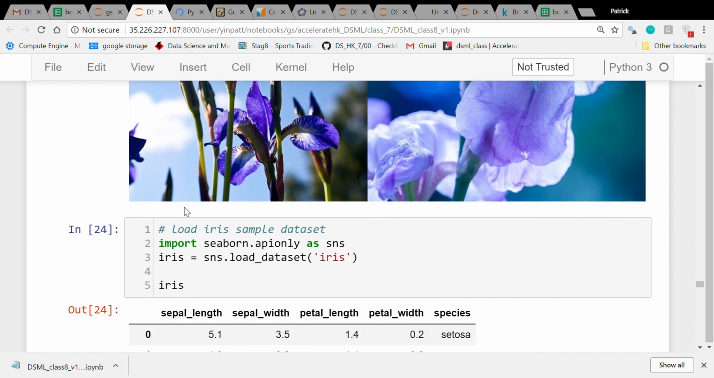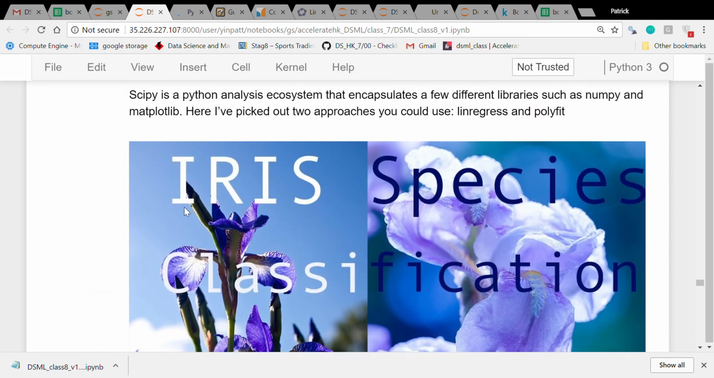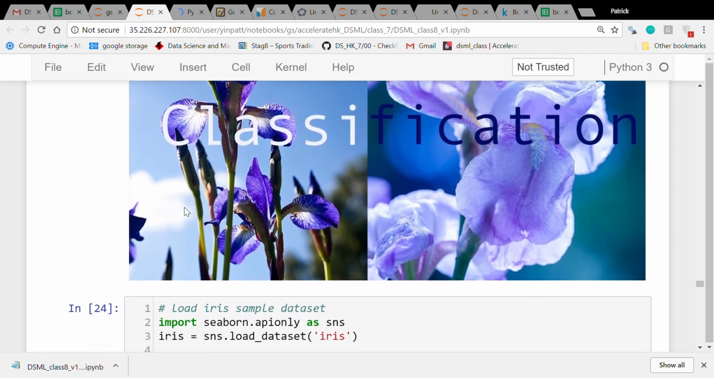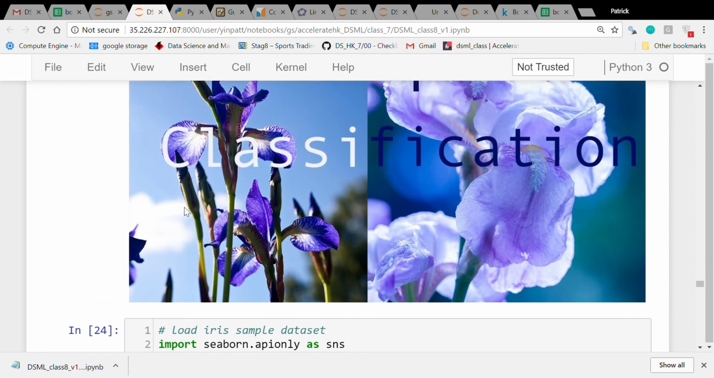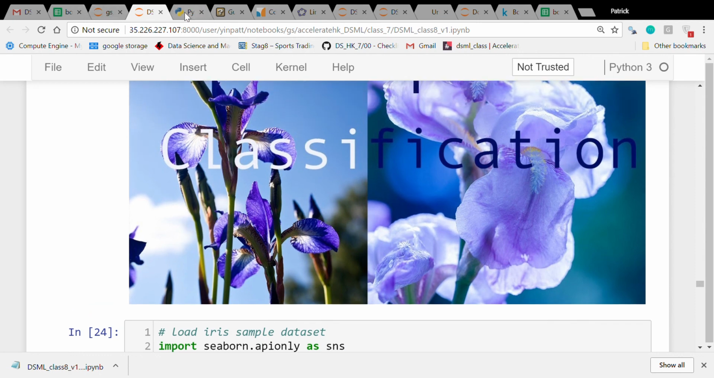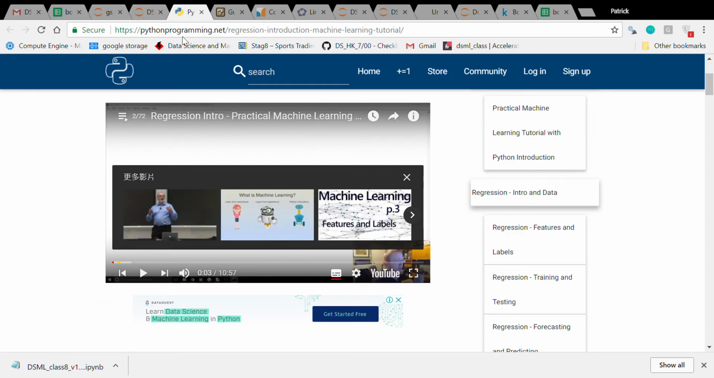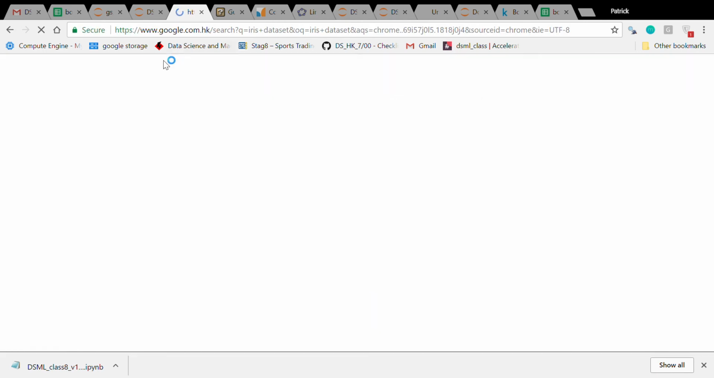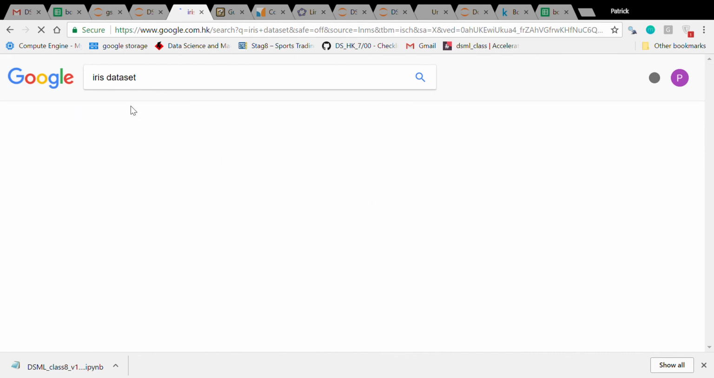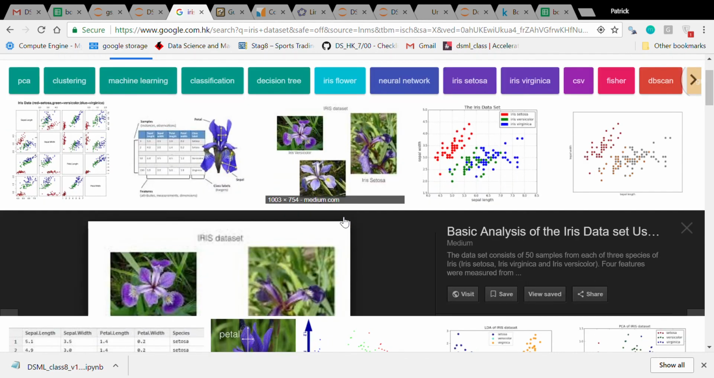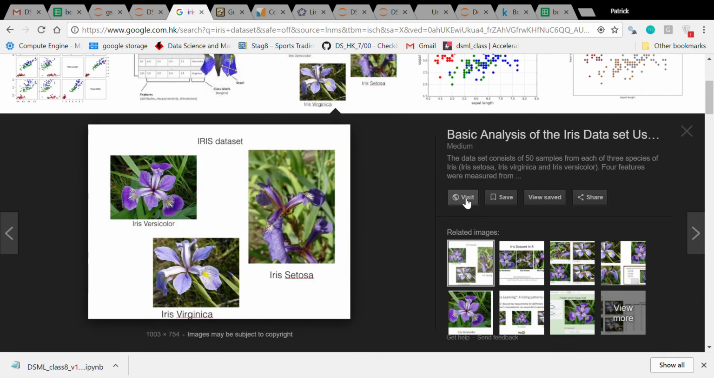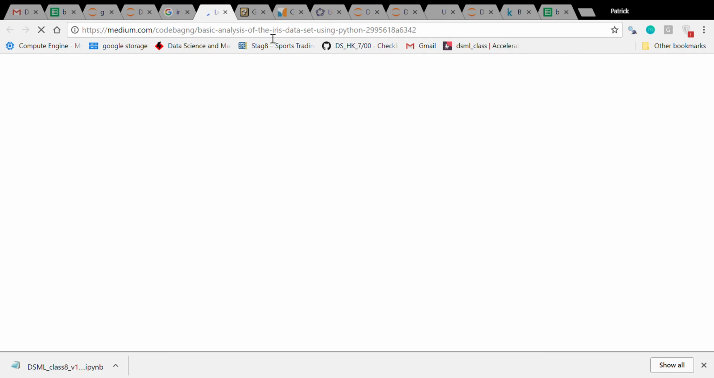Okay, the last example I'm going to go through is a very famous example. Like every machine learning practitioner will have to use this dataset. It is called the iris dataset. Okay, iris dataset is basically three types.